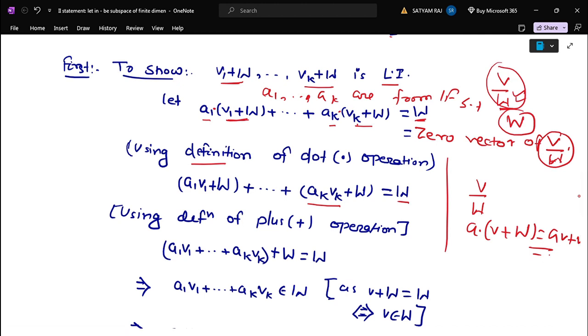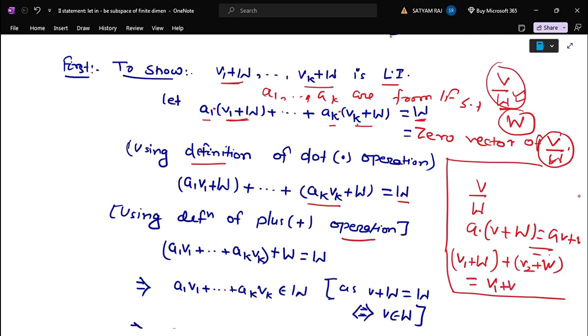Okay, now using the definition of the plus operation, we have two operations on any vector space. One is dot, one is plus. So how is the plus operation defined in V/W? Take one element V1 + W, take another element V2 + W, and if we add these, it will be equal to (V1 + V2) + W. This is the definition we have used in the vector space V/W.